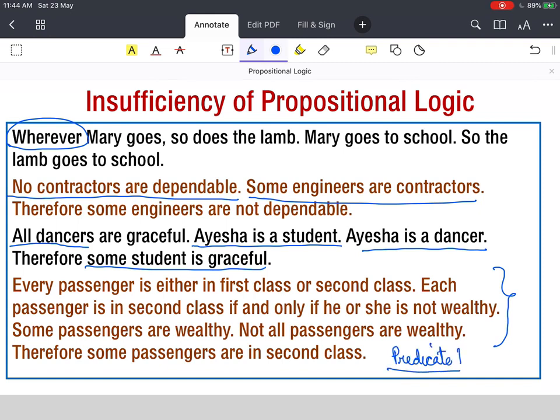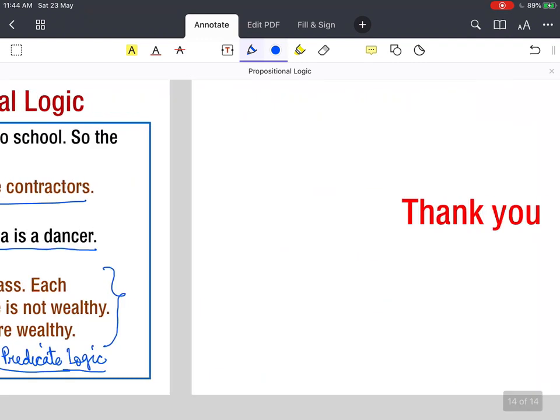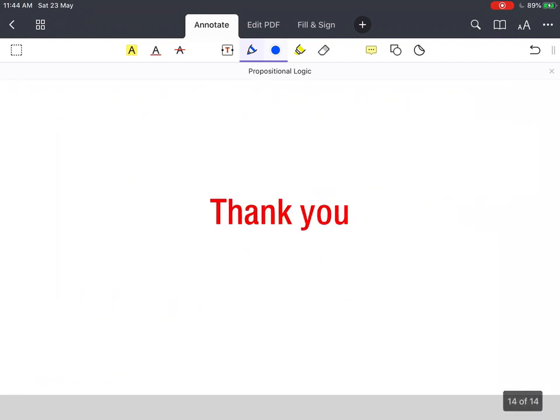And for this, we will move on to predicate logic, which will be the second in the series of these lectures, or higher order logic. With this, we come to the conclusion of our lecture on propositional logic. Thank you very much for your attention. The subsequent lecture will be on how we move from propositional logic to predicate logic.